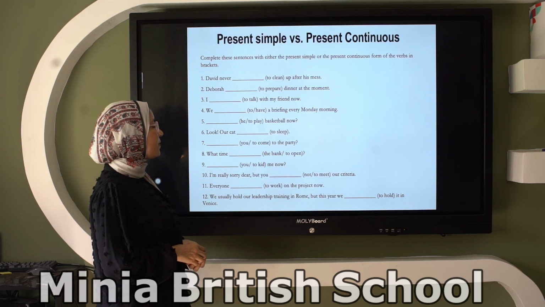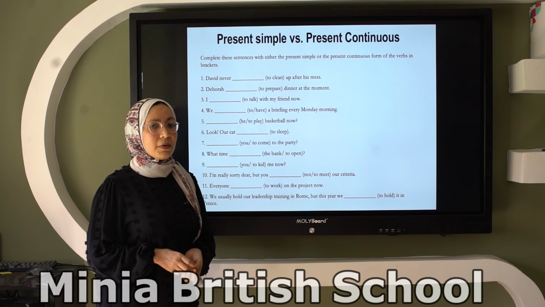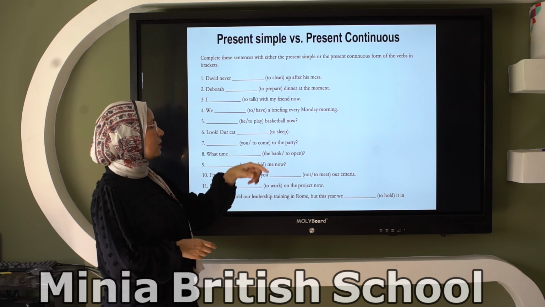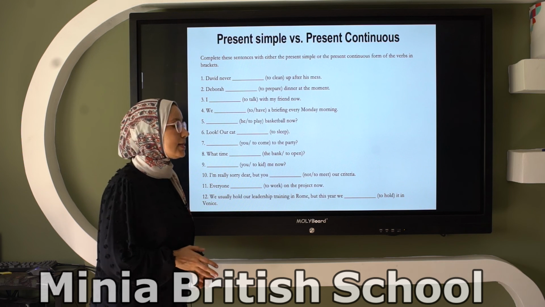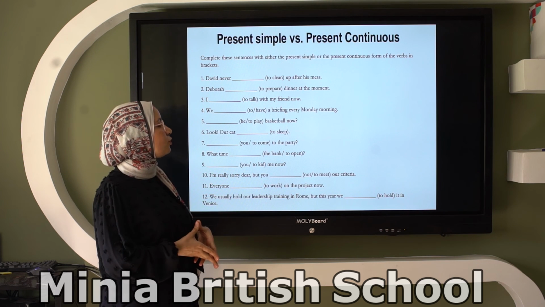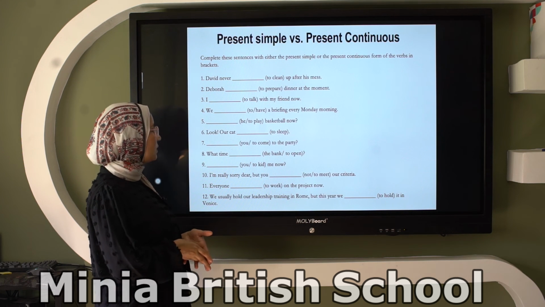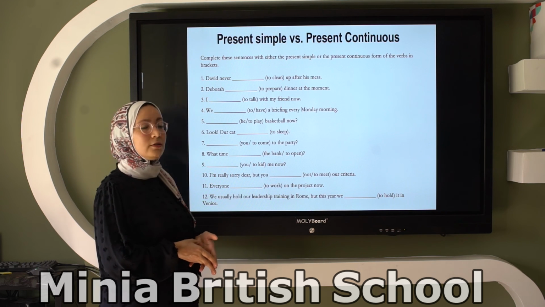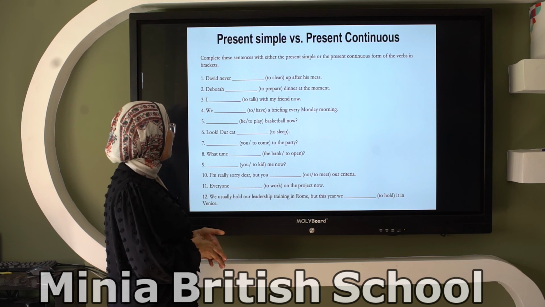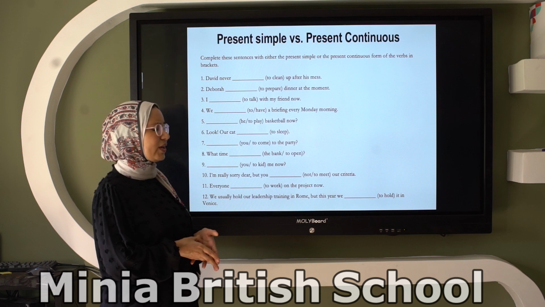Number 5, this is a question. He to play basketball now. So, is he playing basketball now? Number 6, look, our cat is sleeping. Number 7, question: you to come to the party. Are you coming to the party? What time the bank opens? What time does the bank open? You to kid me now. Are you kidding me now?